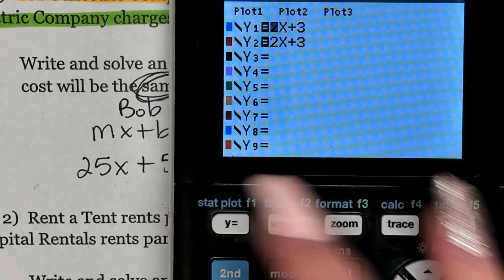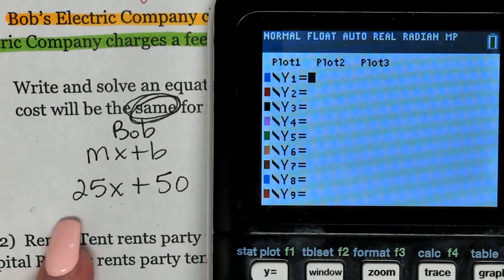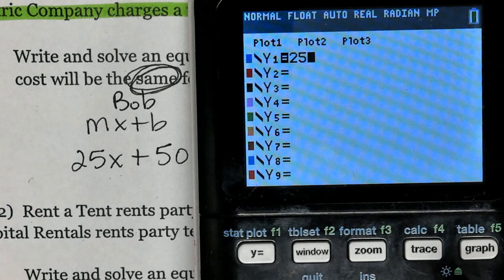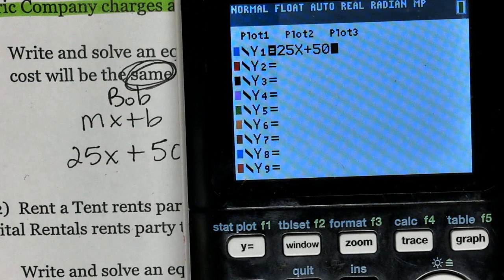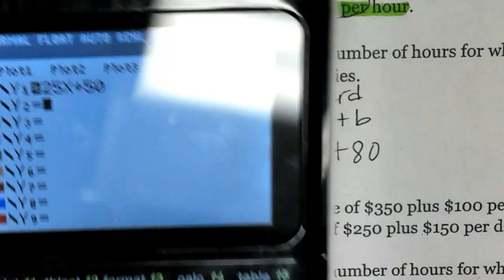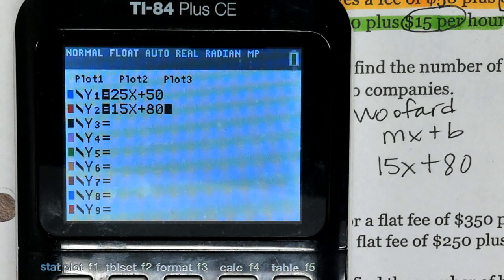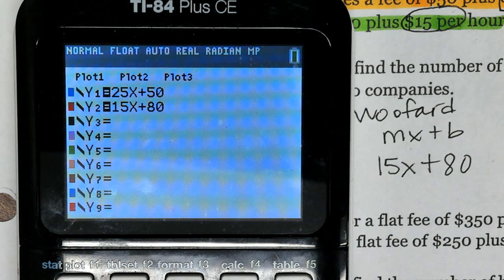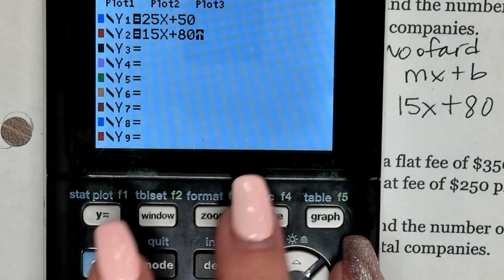Now we go to Y equals. We type in the left side. So 25X plus 50. Y'all remember how to do this, yes? Okay, then I go down to Y2 to type in the right side. 15X plus 80. What steps do I hit next? Second trace. Second trace option.